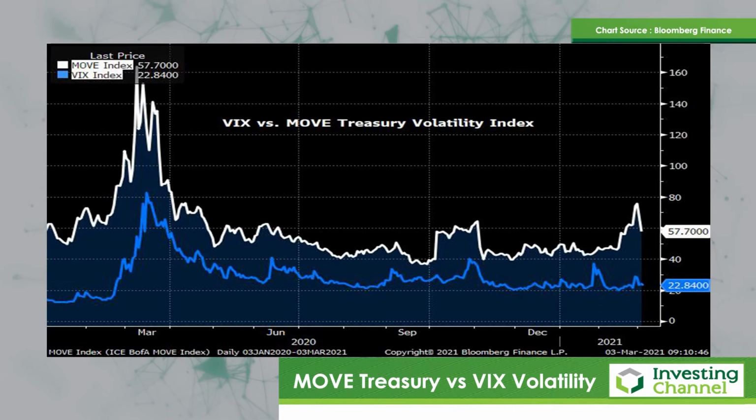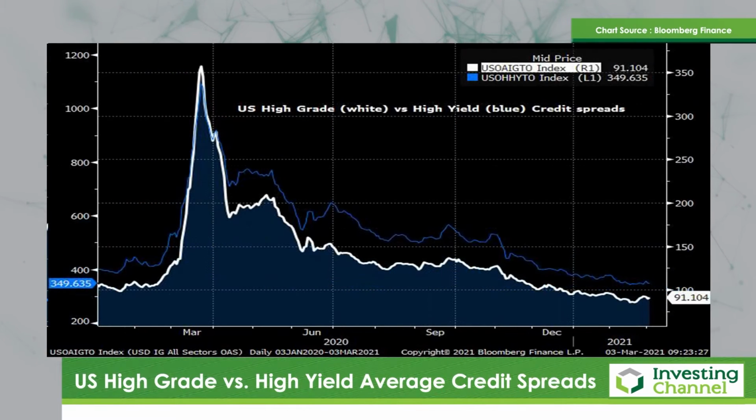It would seem to suggest that equity markets are fairly immune to all these higher moves in treasury yields, but we'll see about that. My third chart is another one to highlight just how insensitive credit spreads have been. This is a familiar chart. It's the US high grade, that's the white line, versus the US high yield average credit spreads. As one can see, we're almost at the lows. We've had a little bit of widening out, but it's hardly significant.